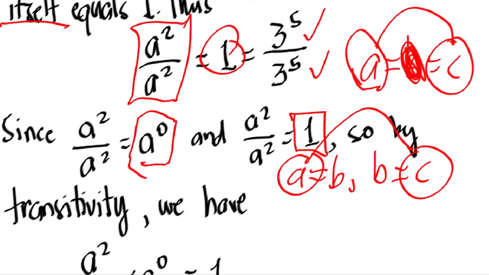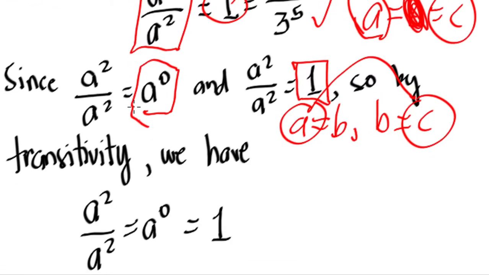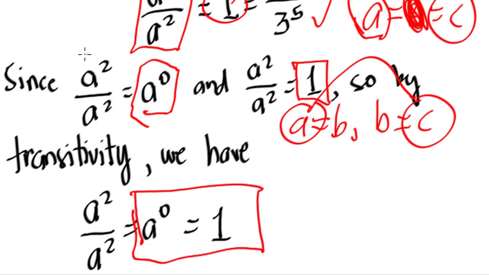So since we have established that a squared over a squared is equal to a raised to 0, and a squared over a squared is equal to 1, therefore we can say that a raised to 0 is equal to 1. So imagine this is our a, or rather, let's make use of capital letters.